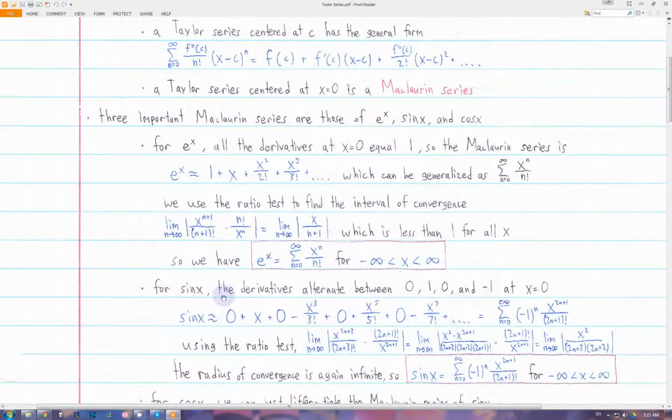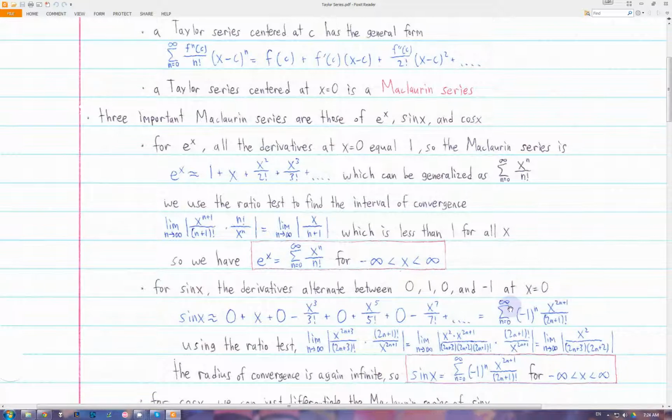So for sine of x now, the derivatives are going to alternate between 0, 1, and negative 1. Whenever it's sine of 0, it's going to be 0. So you can see when we make the Maclaurin polynomial, all we have are the odd powers of x. Everything else is going to be 0. So you can find a general term. It's going to be an alternating series, negative 1 to the n power times x to the 2n plus 1 over 2n plus 1 factorial.